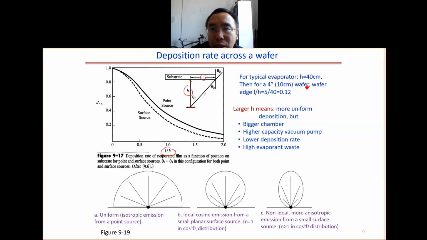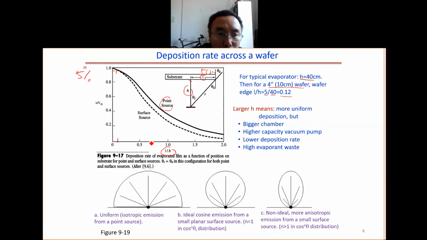For the typical evaporation height, the distance is 40 centimeters. For the 4-inch wafer, the wafer edge here is 5 centimeters. L equals 5 centimeters, so 5 over 40 equals 0.12. 0.12 corresponds to about here. You can see the film uniformity, I would say 5% film uniformity. So this is the point source.